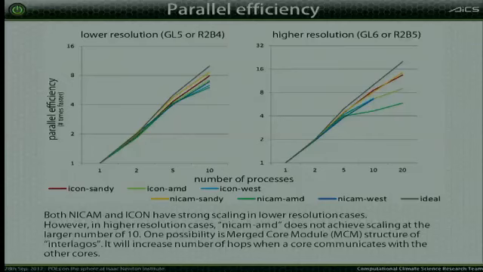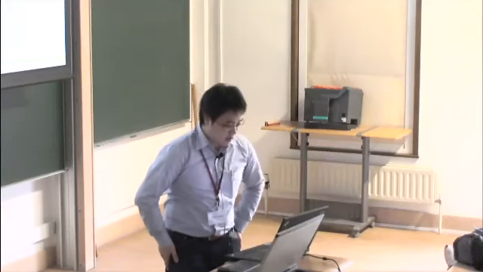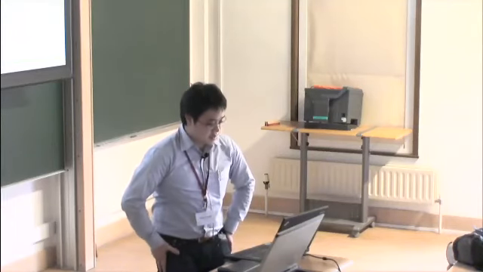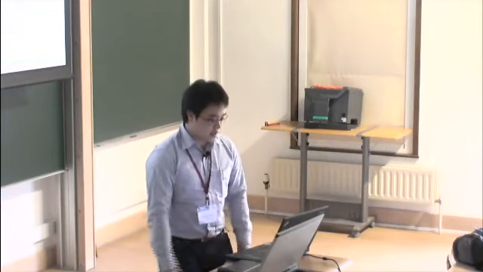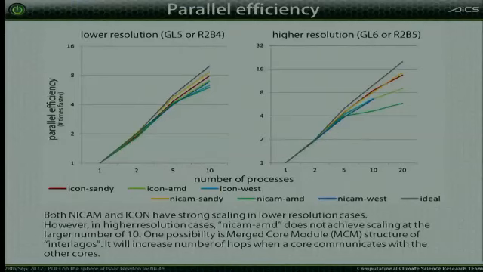So you can find that both NICAM and ICON have strong scaling in the lower resolution cases, so the left side. However, in the higher resolution case, NICAM on AMD does not keep the scaling at the higher margin of the 10 node processes. So one possibility is the merged core module structure of the AMD Bulldozer. It will increase the number of hops when a core communicates with other cores.